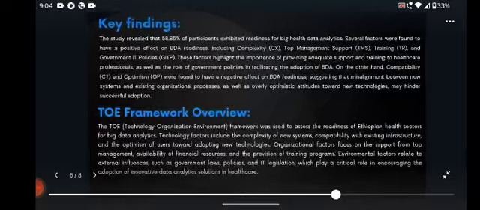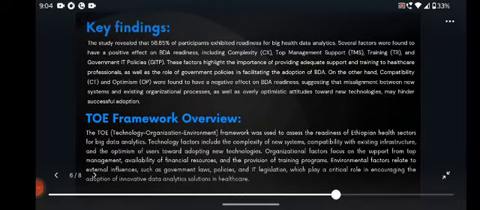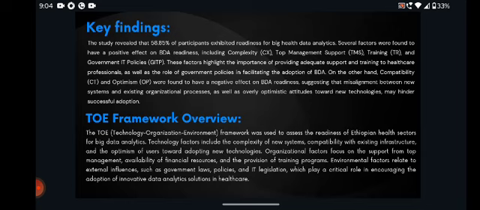Now, these are the key findings and the framework overview. The study revealed that 58.85% of participants exhibited readiness for big health data analytics. Several factors were found to have a positive effect on BDA readiness, including complexity, top management support, training, and government IT policies. These factors highlight the importance of providing adequate support and training to healthcare professionals as well as the role of government policies in facilitating the adoption of BDA.